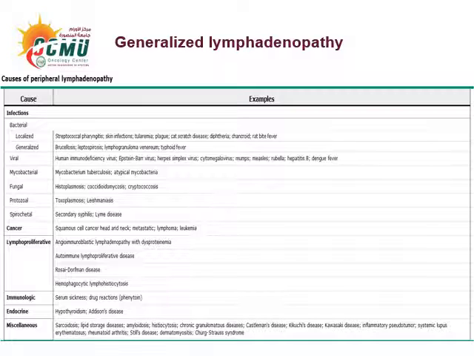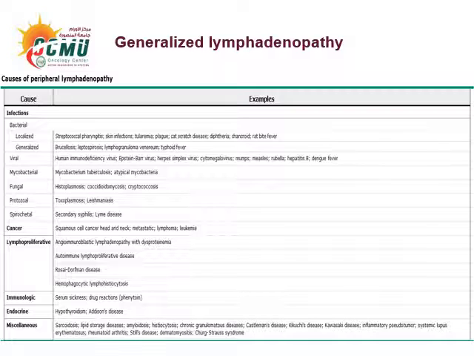Other infectious causes may be caused by fungi like histoplasmosis, coccidioidomycosis, cryptococcosis, usually in immunocompromised patients. Protozoal like toxoplasmosis and leishmania. Finally, spirochetes like secondary syphilis and Lyme disease.